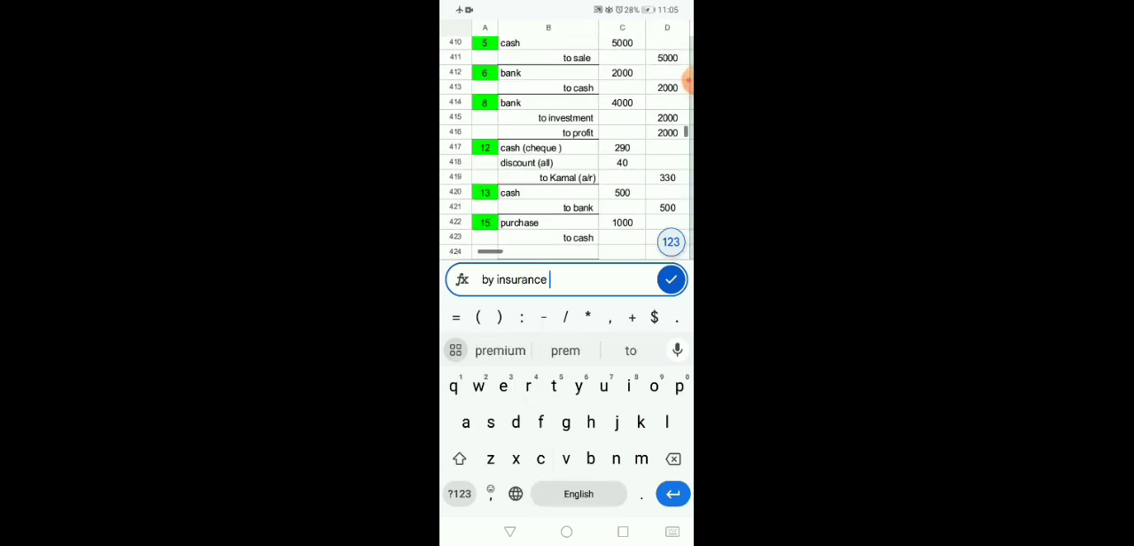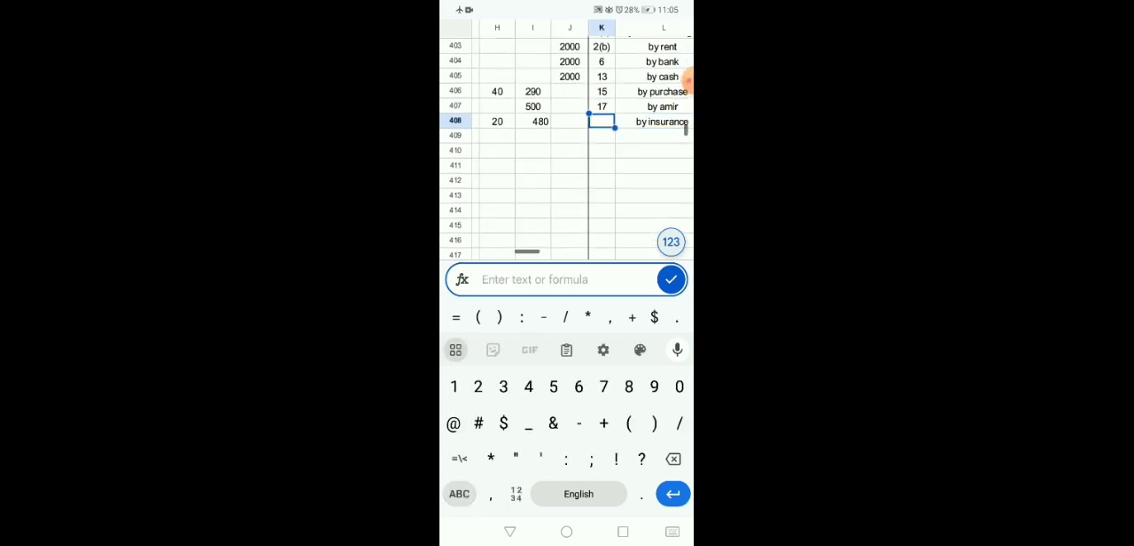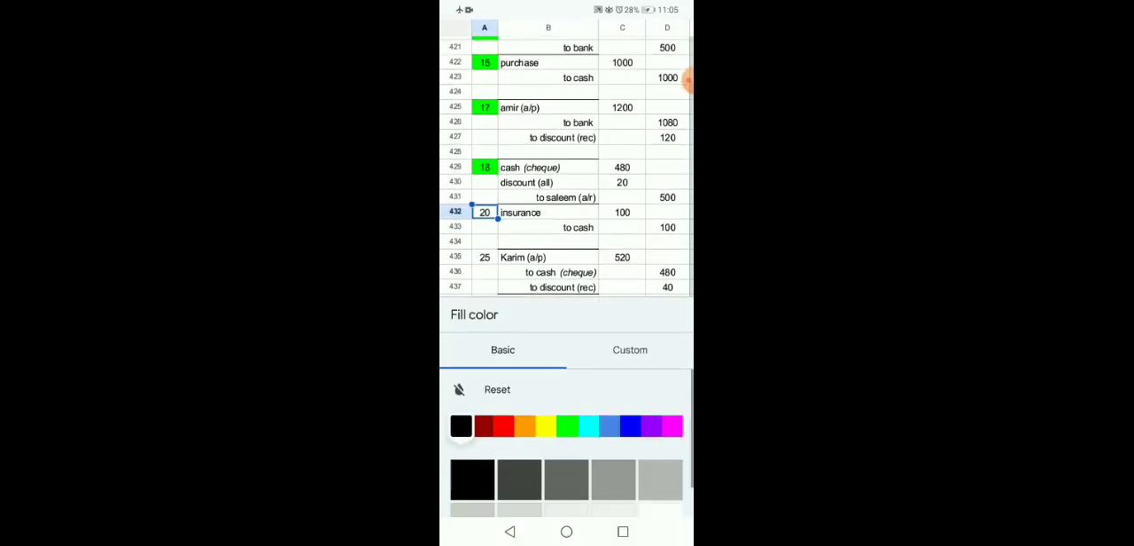Come here and write insurance in particular column. Now see its date, which is 20. Post 20 in date column. In 20 there was only one element, that was 100, and we have posted 100. It means entry has been completed. Mark entry number 20 as completed. Now at 25 we have three elements, but only two elements are associated with cash book.